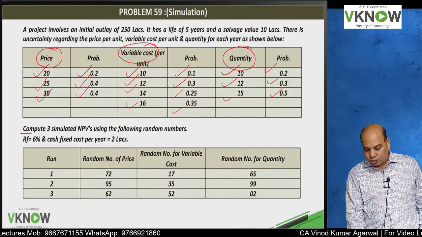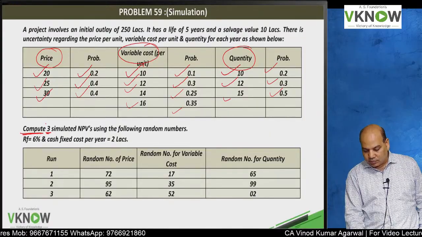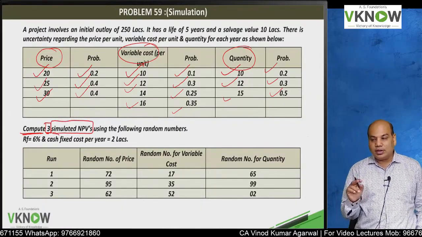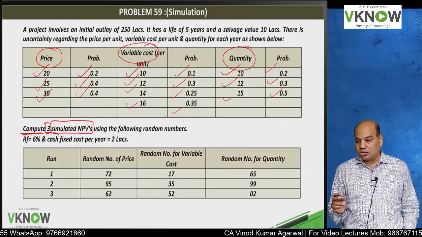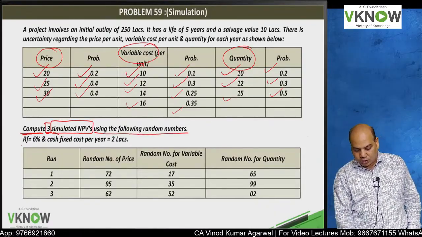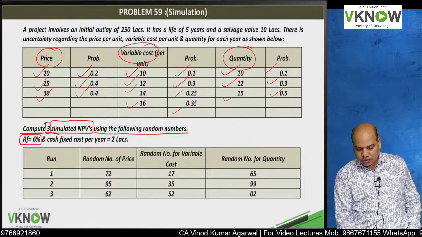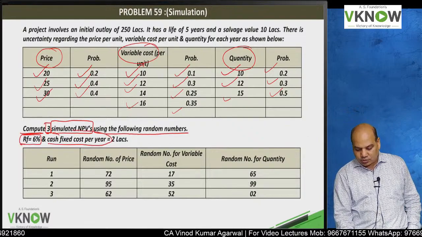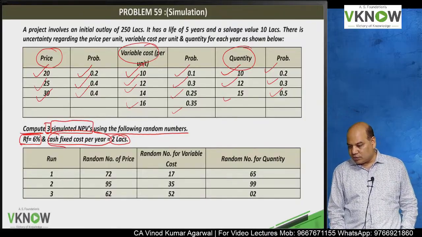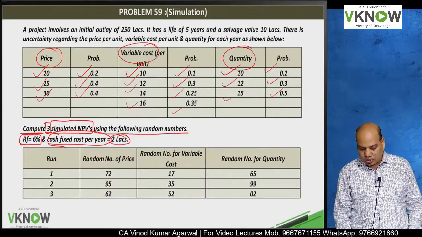The question is to compute 3 simulated NPVs. So 3 times you have to compute NPV using the following random numbers. Risk-free interest rate is given as 6%. Cash fixed cost is 2 lakh, so that also we'll have to consider in the NPV model.